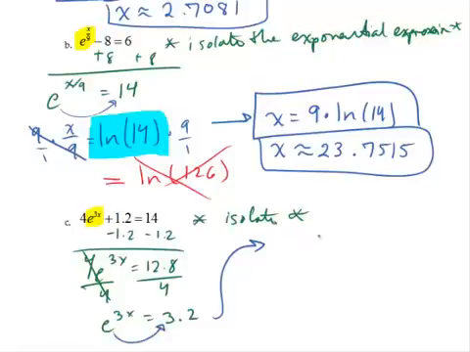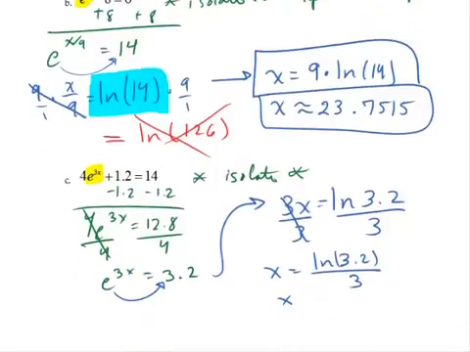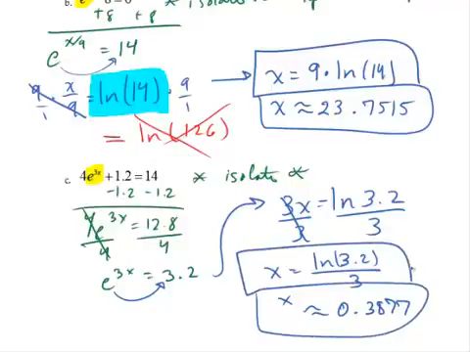So I'm going to move the e over. 3x equals log base e, or natural log, 3.2. Divide both sides by 3. So x equals ln 3.2 all over 3, or x is approximately 0.3877. And there you go. Different things you can do with natural logs, all the same as what you do with your other logs.